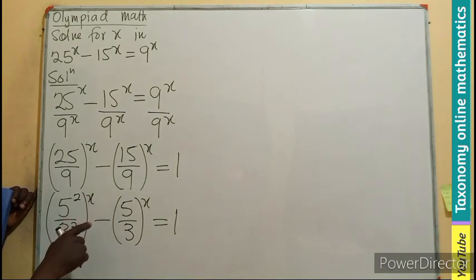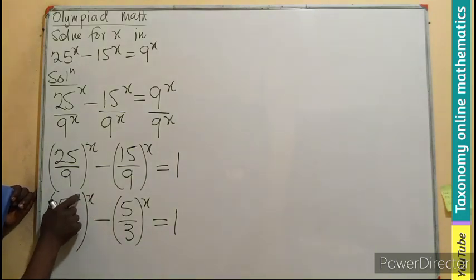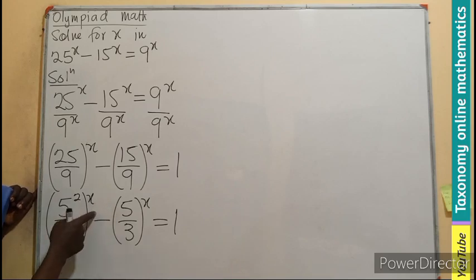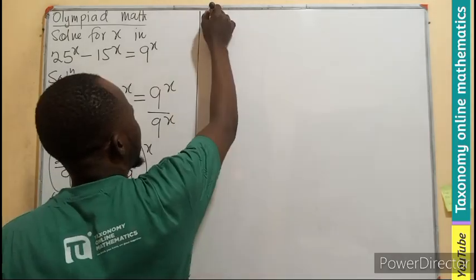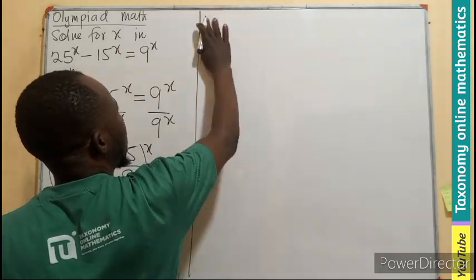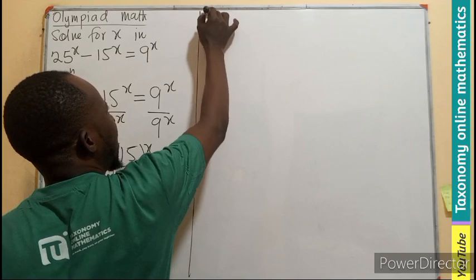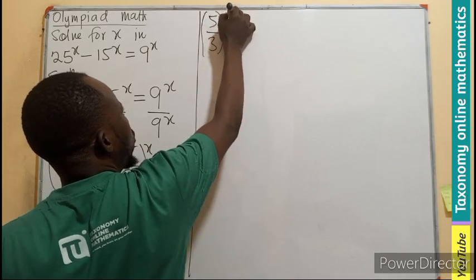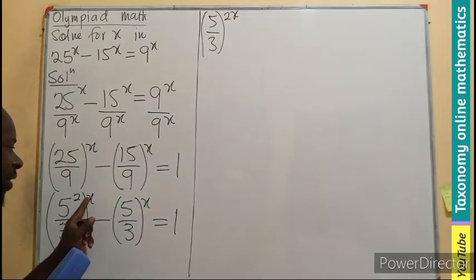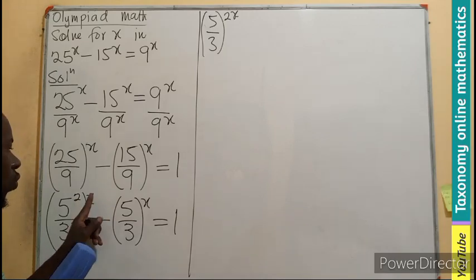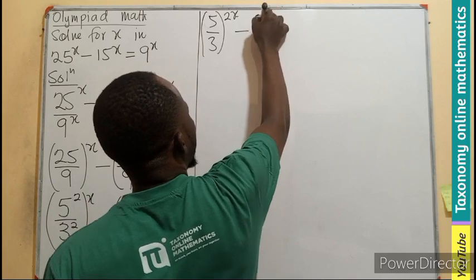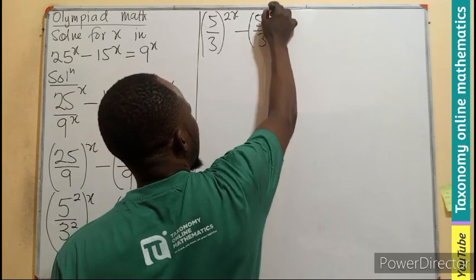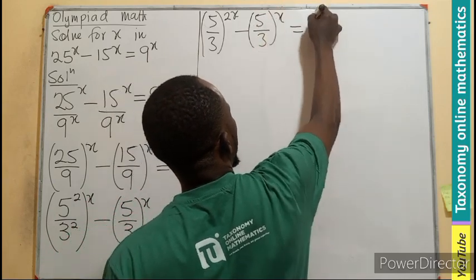Alright, from the first principle, since all of these have the same power, the power can be shifted outside. So this becomes (5 divided by 3)^2 multiplying the x. Don't forget there's an x already there. So these two go out to multiply. Then you have minus (5 on 3)^x equals to 1.